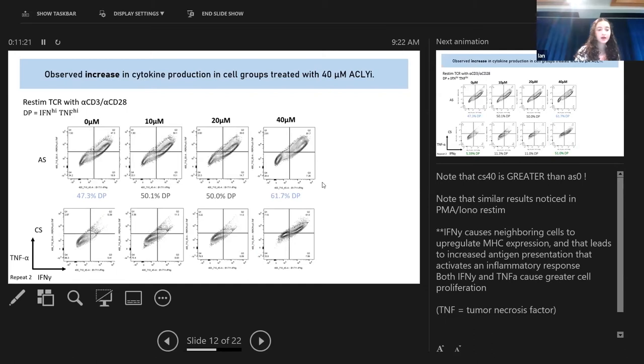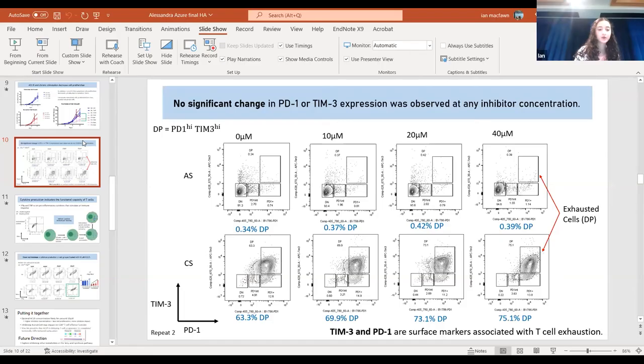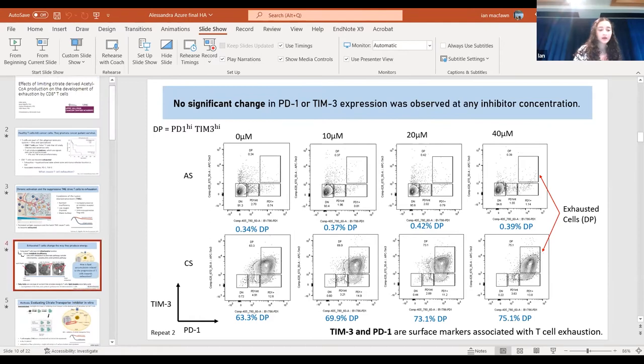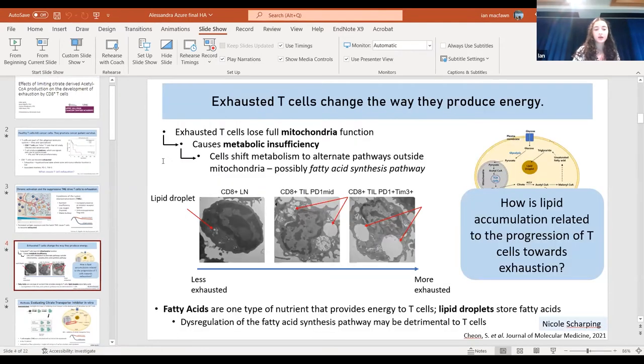I think so. Just going to go back to that slide. So it's not necessarily 100% proven that there's a direct correlation between the accumulation of lipids and exhaustion, but that's what we're seeing. And so I think just looking at these microscopy images would be one way that you can measure visually the size of those lipid accumulations. So that's the effect that we see with T-cells.